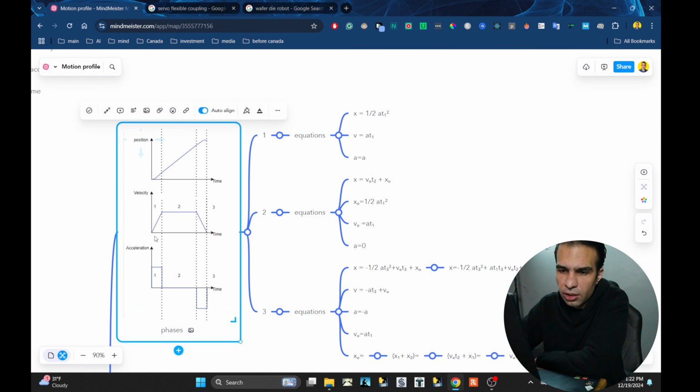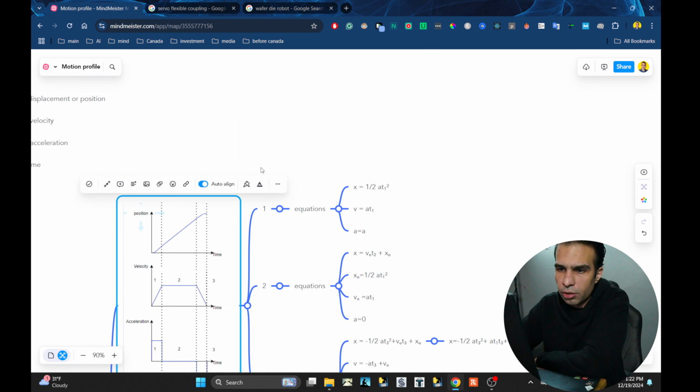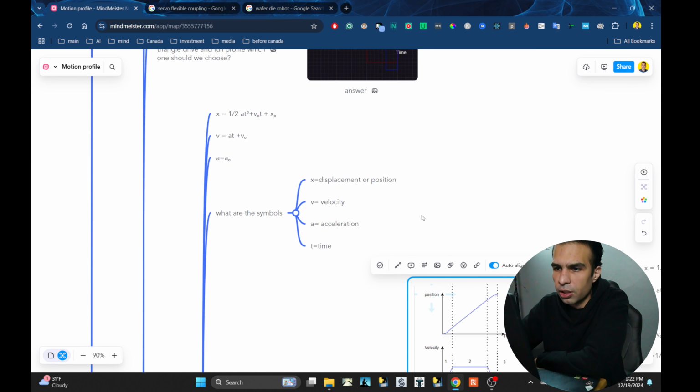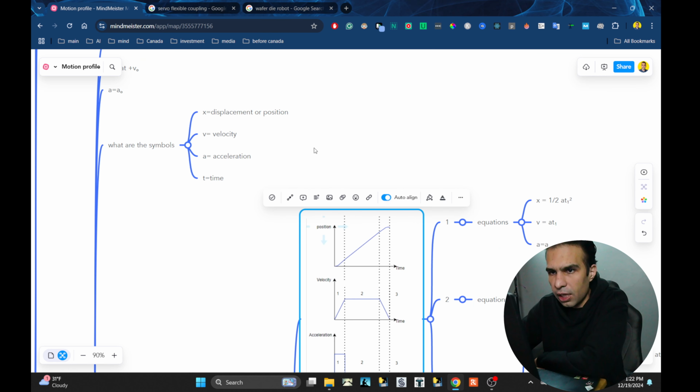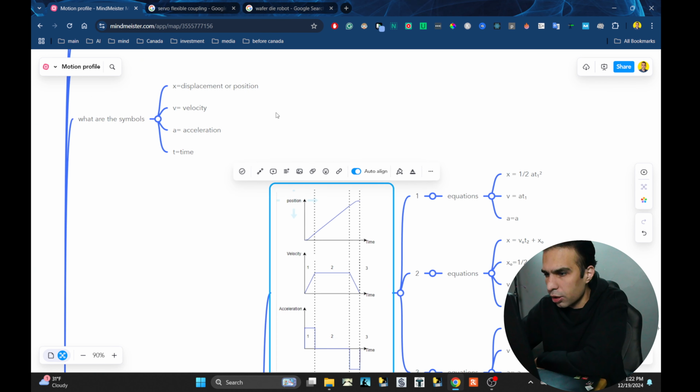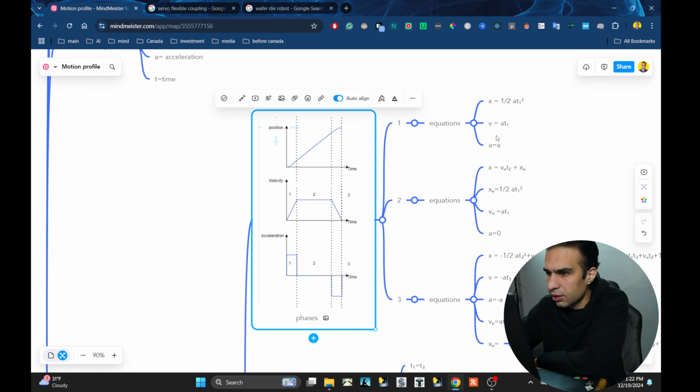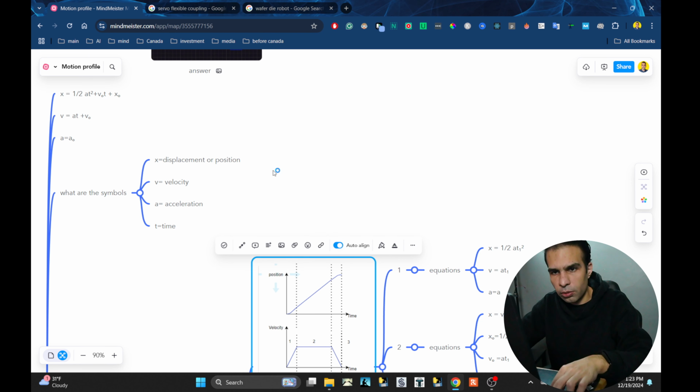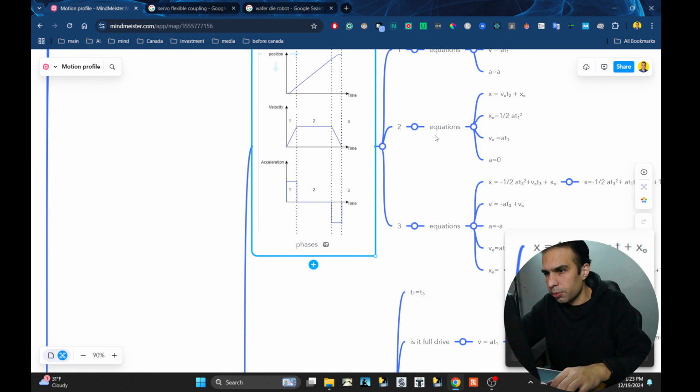In the first phase, I don't have an initial velocity. You see, initial velocity is zero. If you see my formula, I don't have initial velocity. After that, I don't have initial position. I don't have anything. Let me add this one so you guys can see it properly.